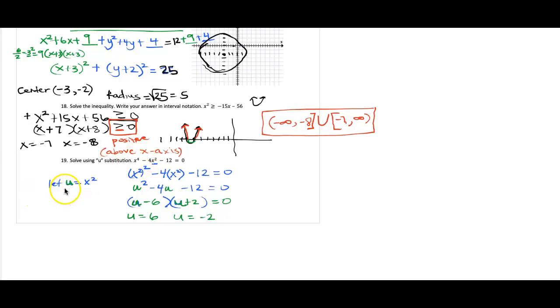All right, so we took the x squared out to make it easier to factor. Now we've got to put that back in. So I'm going to put x squared back in to both of these. So I have x squared equals 6. And then here, in place of that U, putting the x squared in place of it, x squared equals negative 2.